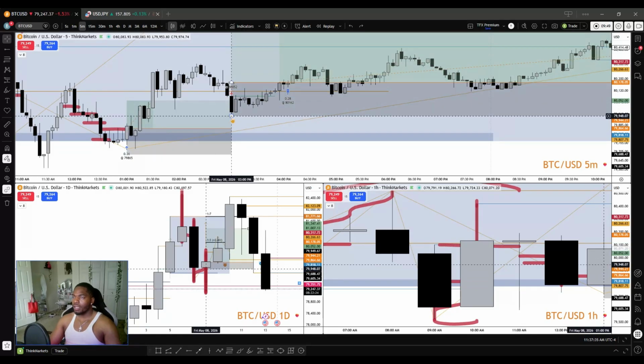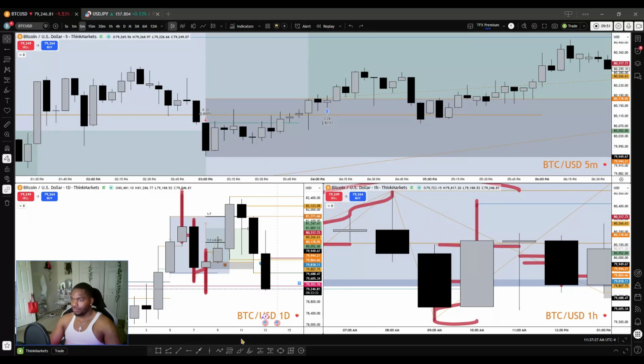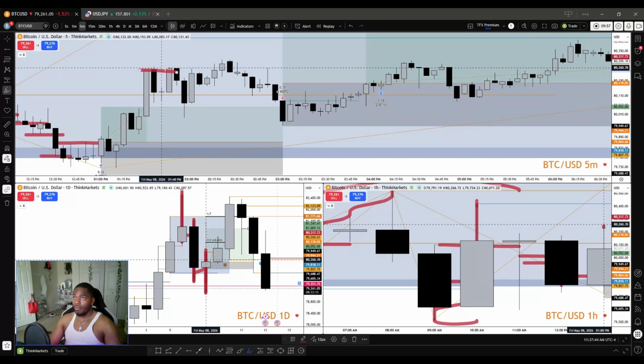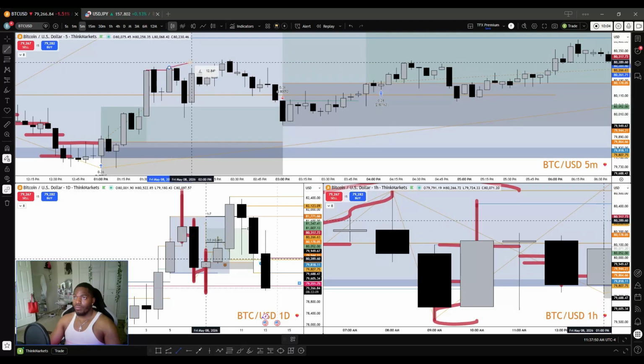If we can break back above this candle, and the reason why it's that candle is because we've broken above this one with this one. We've broken above this one. Let's do this for real. We broke above this one.